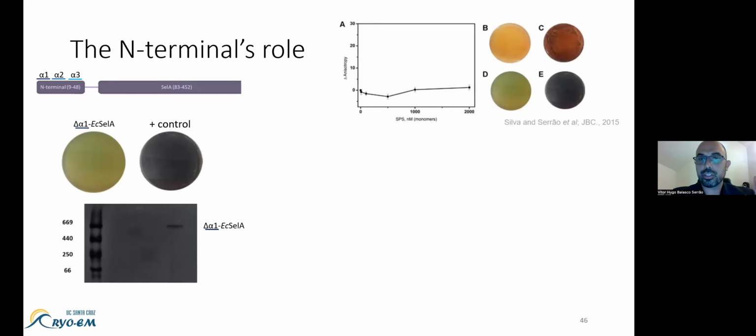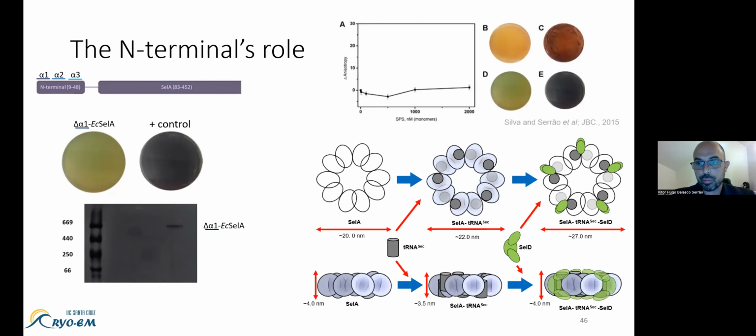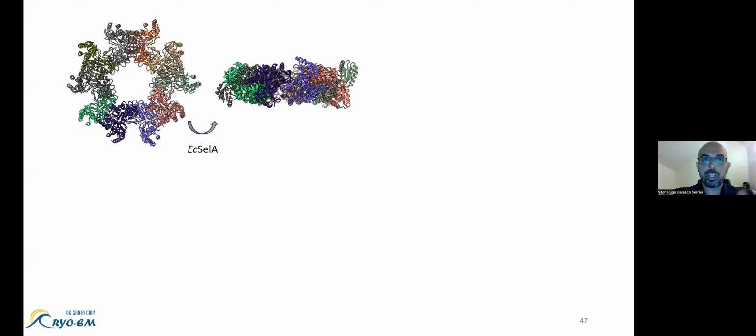And this is also another paper that we published years ago, where it shows that not only the tRNA recognition, but also the other enzymes' partners recognition. So it completely stops the SelA function once you truncate only the first portion of the N-terminal. Okay, so saying that, how can we overcome this problem, and how can we start seeing that floppy N-terminal? So this is the structure that we got. E. coli SelA, very nice resolution, etc.